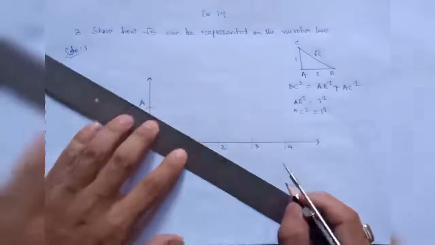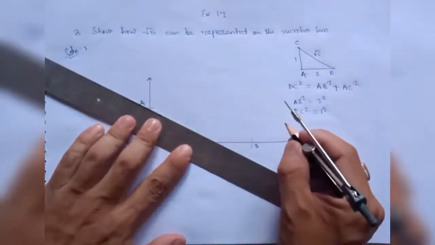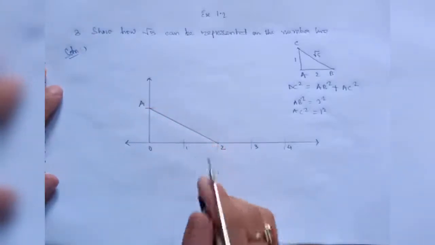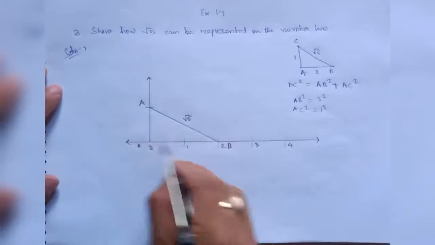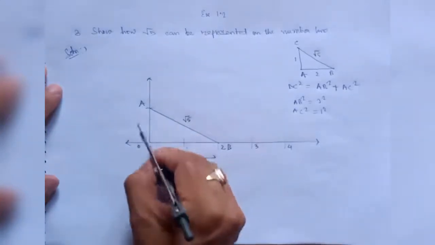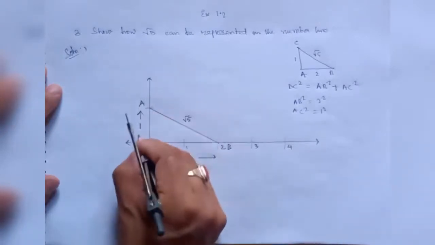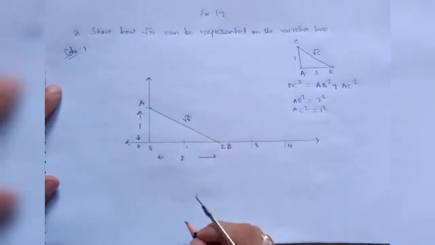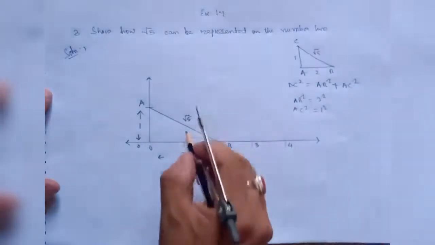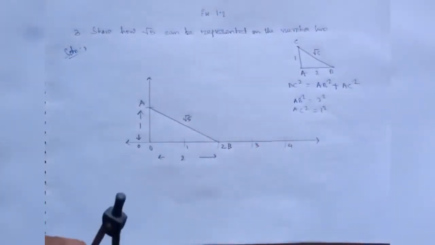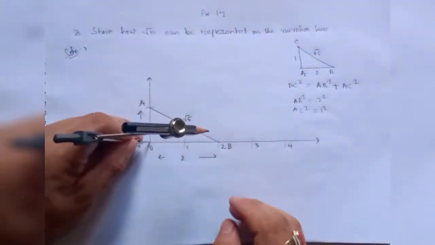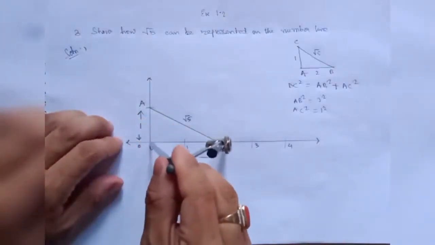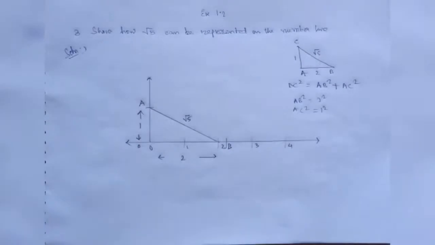Now let us join this point with the point 2 on the number line. So this line will represent our hypotenuse, that is root 5, and this OB will represent 2 units, and this OA will represent 1 unit. So the hypotenuse AB represents root 5. Now we have to represent this root 5 on the number line. So taking the radius as AB and with center O, we will draw an arc on the number line such that it cuts the number line.